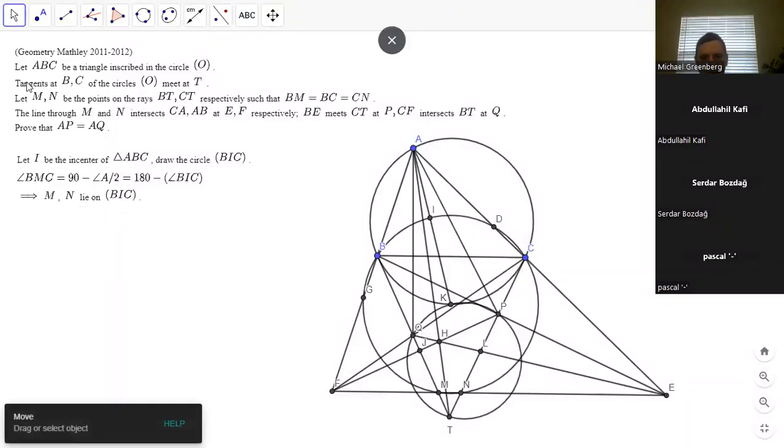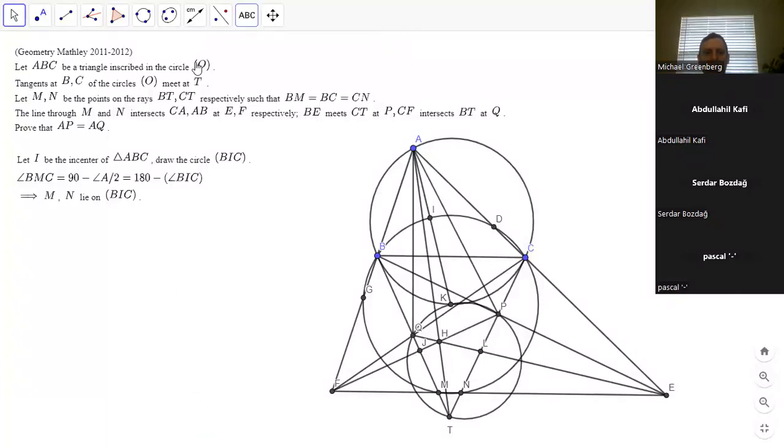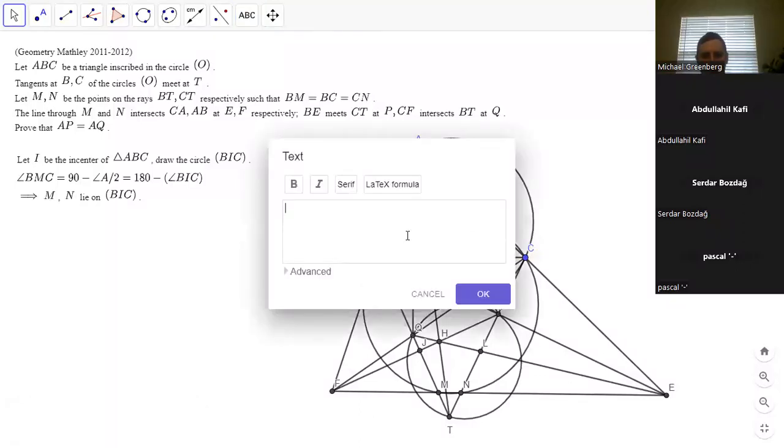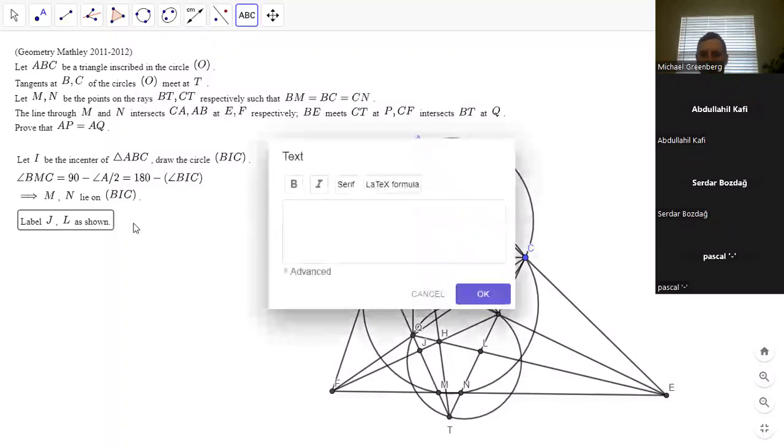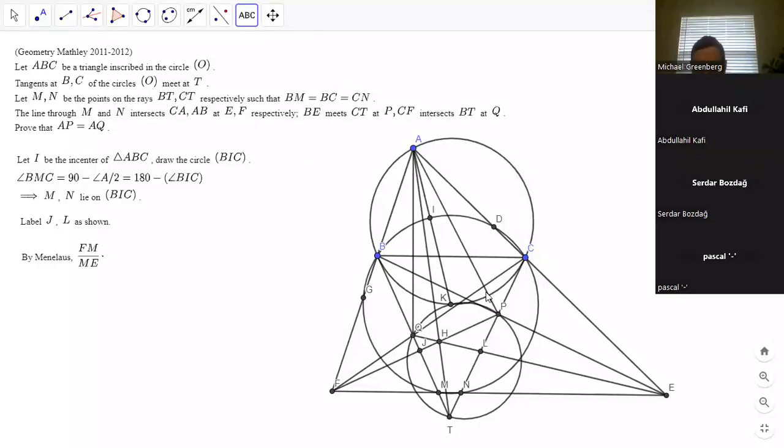Okay, so I'll say label J and L as shown. Then we have BJ over JM. So I guess I'll use Menelaus. I don't even know if Menelaus is necessary, but we have by Menelaus FM over ME times, sorry, FN over NE, give me just a second.